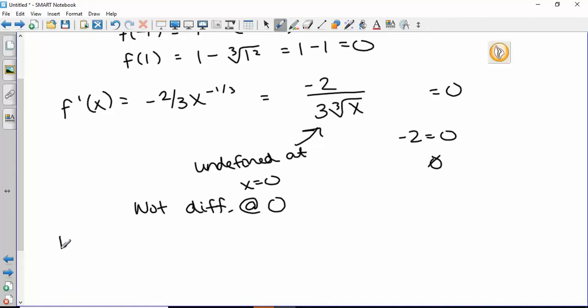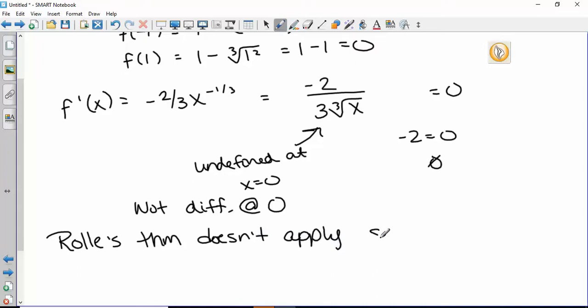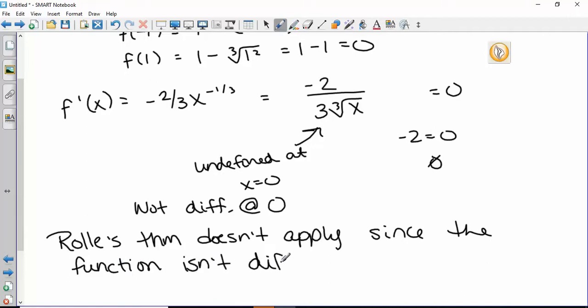So your explanation would be Rolle's theorem doesn't apply since the function isn't differentiable on the entire interval.